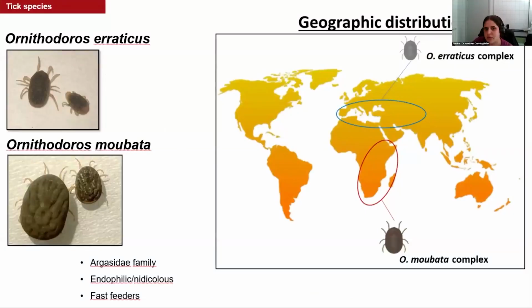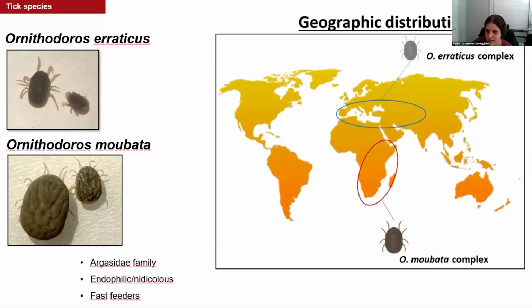Ornithodoros erraticus is distributed across the Mediterranean Basin, the Middle East and part of Asia. In the case of Ornithodoros moubata, it is mainly present in southeast Africa mainland and Madagascar. This tick species belongs to the Argasidae family, also known as soft ticks, and they have an endophilic lifestyle and they can feed in less than an hour.